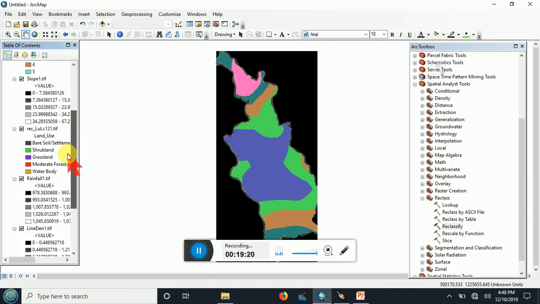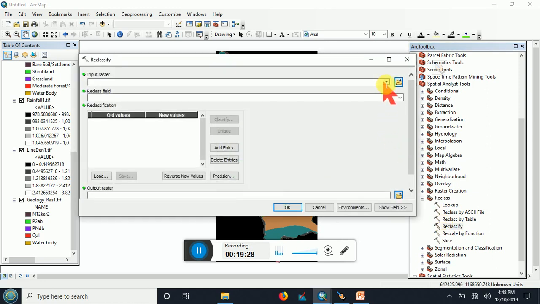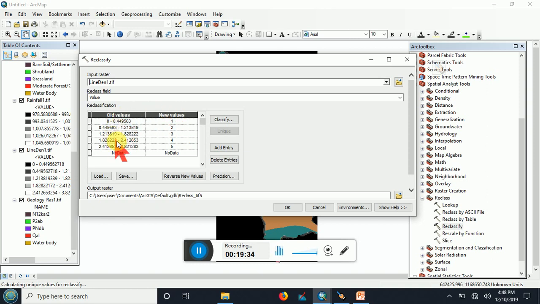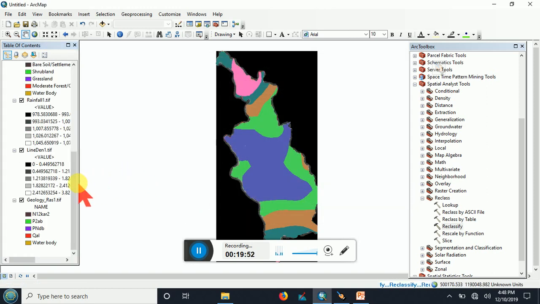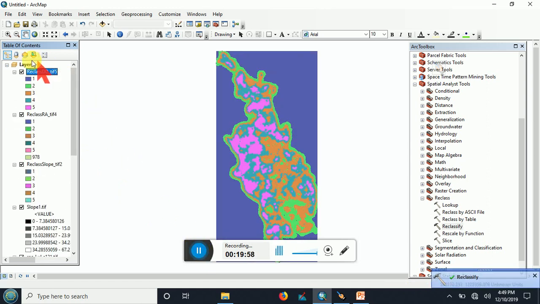Do the same for lineament density. We have to reclassify this lineament density again. So open reclassify and go to lineament density, and you can be sure that 5 means the higher drainage density value. So please change the file name into reclassify DD, which is drainage density. Then you can click on OK. Then we do have the reclassified drainage density here.